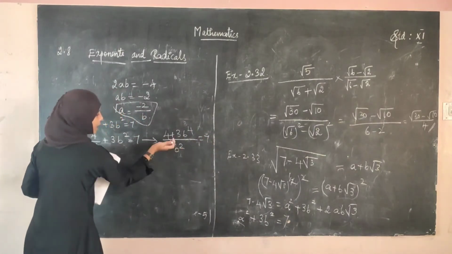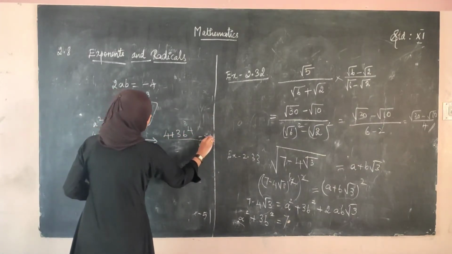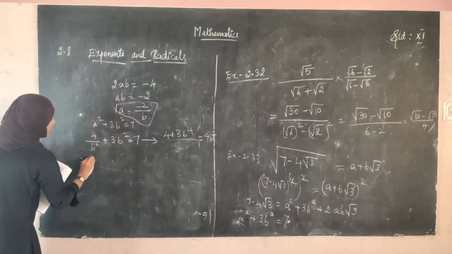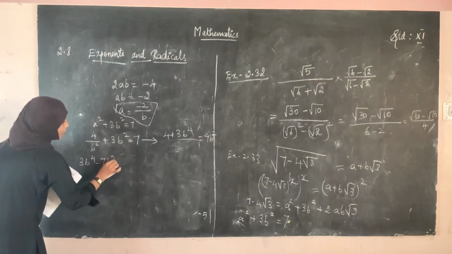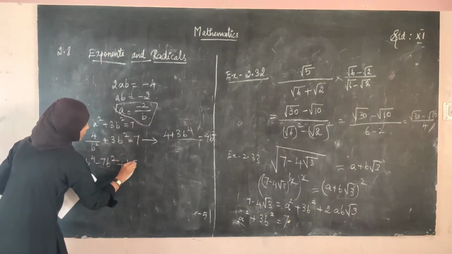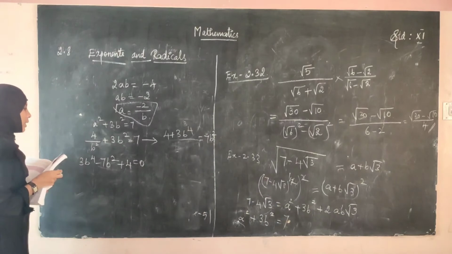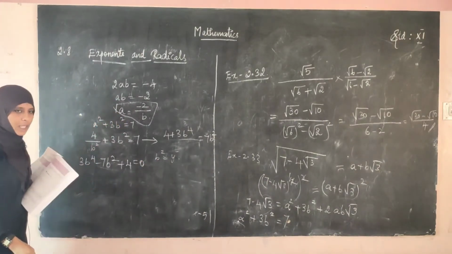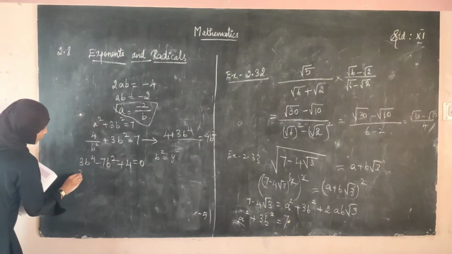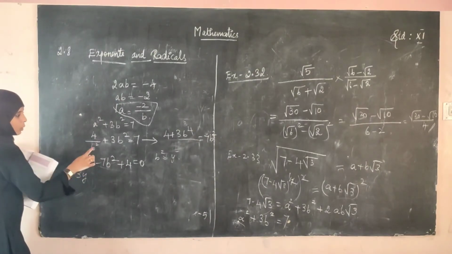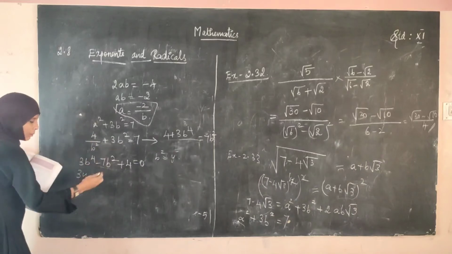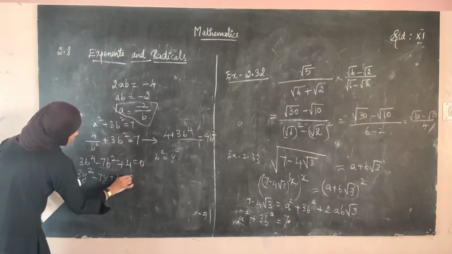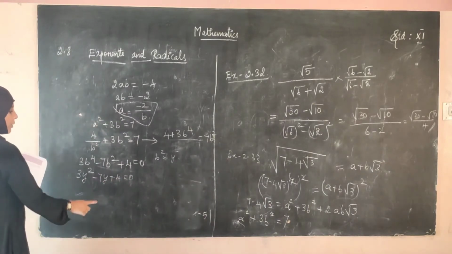Bring this b square that side, it becomes 7b square. Bring this 7b square this side. The equation is 3b power 4 minus 7b square plus 4 equal to 0. Okay, now let us take b square as y. For our convenience, we are taking b square as y. Therefore, 3y, b power 4, since b square is y, b power 4 becomes y square: 3y square minus 7y plus 4 equal to 0. Okay, now shall we factorize this?